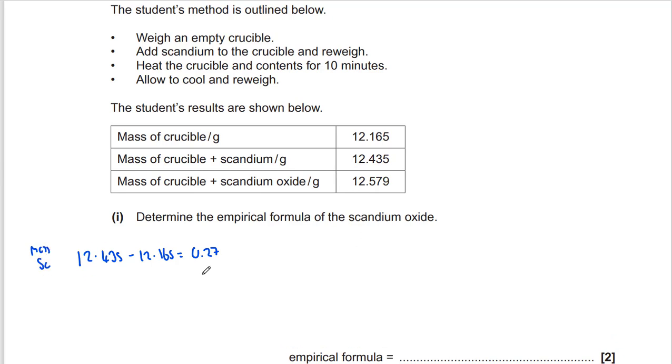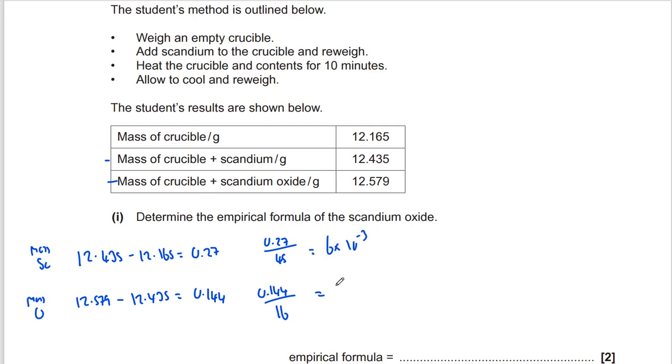The second thing you need to work out is how much oxygen you've got, and that's the difference between the second value and the third value. So mass of oxygen added is just the difference. So 12.579 minus 12.435, and that will give you 0.144. All that remains now is to work out the moles of each. So you do 0.27 over the molar mass of scandium, which is 45, 0.144 over the mass of oxygen, which is 16, gives you 6 times 10 to the minus 3, and 9 times 10 to the minus 3.